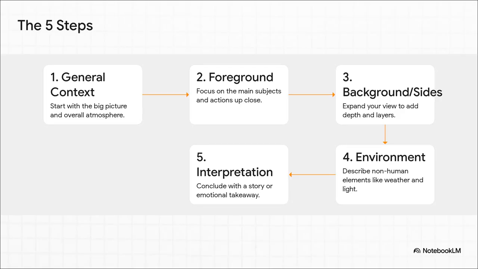So here it is, the whole 5-step journey. Just look at the logic here. We start big picture with a general context. Then, we zoom right into the details in the foreground. After that, we pan out to see the background and the sides. Then, we layer on the feel of the place, the environment, and we wrap it all up with our own final interpretation. It's such a smart way to go from broad to specific. Let's break down each step.